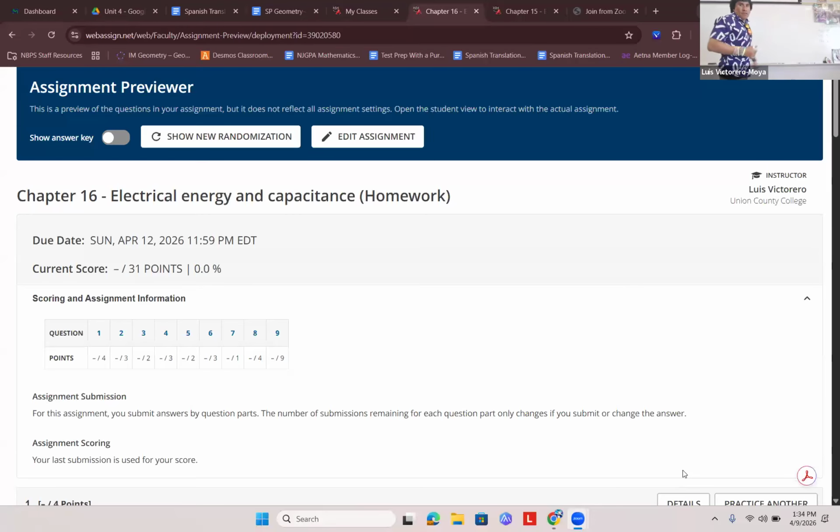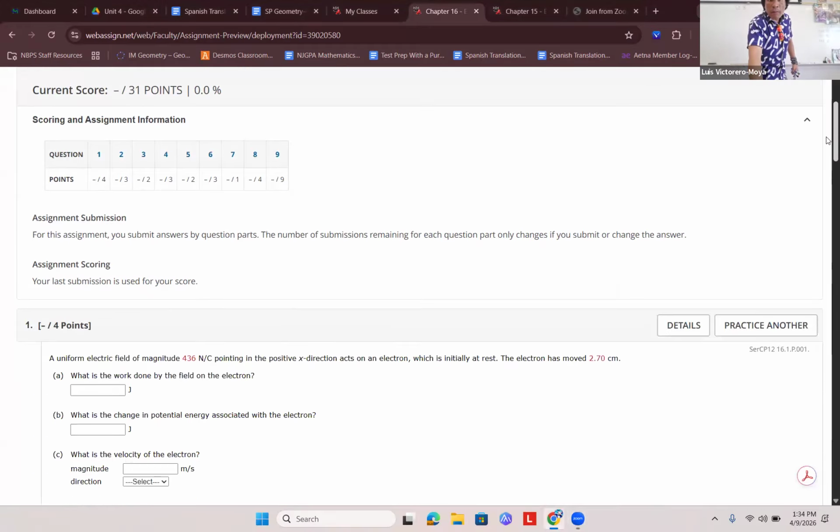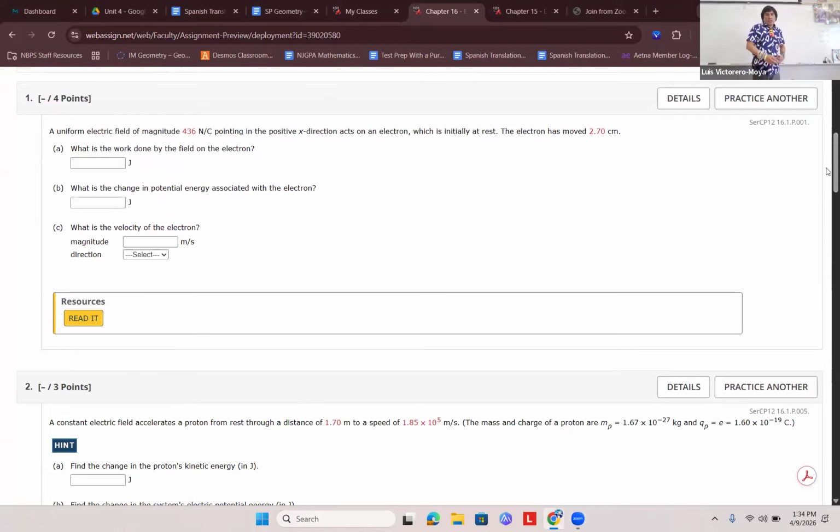This is going to be a tutorial for electric energy and capacitance, chapter 16 in the textbook. You have several videos where I go over examples and problems, and of course, you know what some of these concepts are about. They are a follow-up of Coulomb's law, electric forces, and electric fields. So I'm showing you a kind of tutorial for the questions in WebAssign.